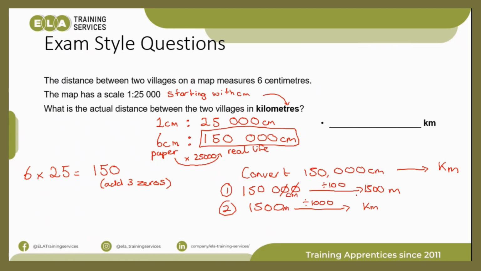So we're going to move our decimal point. We start here, 1, 2, 3, and our answer is 1.5. And that is our answer. So what we've done, we've written out our scale, we've multiplied our paper measurement in real life to get 150,000 centimetres, and then we've converted that to kilometres. And that is scale maps done.